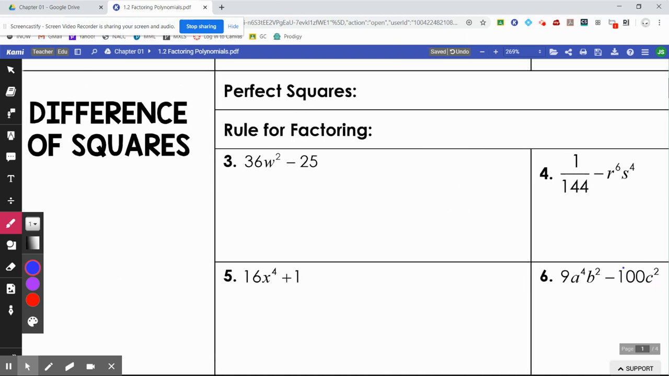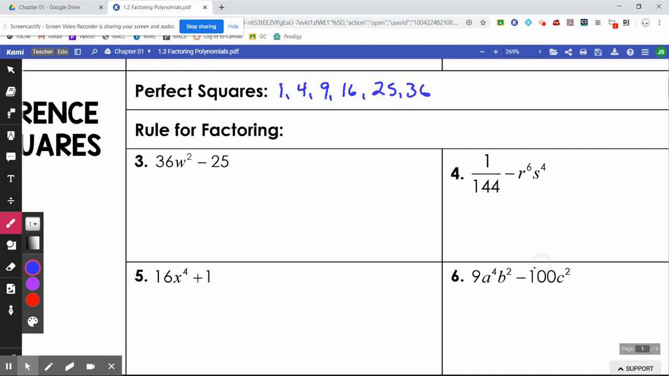Perfect squares. Your perfect squares are numbers like 1, 4, 9, which is 3 times 3, 4 times 4, 5 times 5, 6 times 6. Any of these values are perfect squares. 49, 64. We'll go all the way up to 100. That's 8 times 8, 9 times 9, and 10 times 10. And you can keep going with that list.